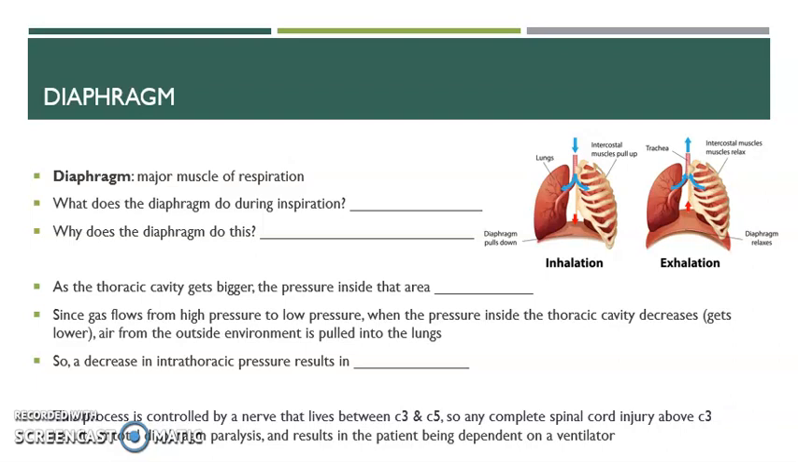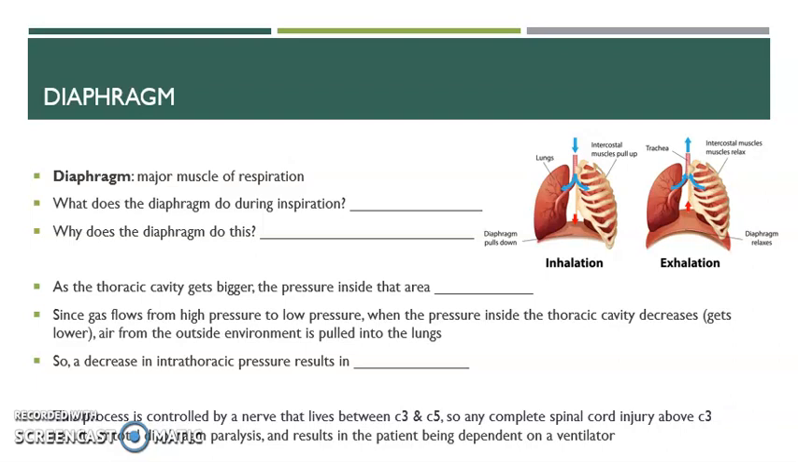The diaphragm moves downward to make more room in the thoracic cavity so the lungs can expand. Why does the diaphragm do this? It does this so the lungs can expand to fill with air. When we exhale, the diaphragm will push back up on the lungs to help expel that air outward.